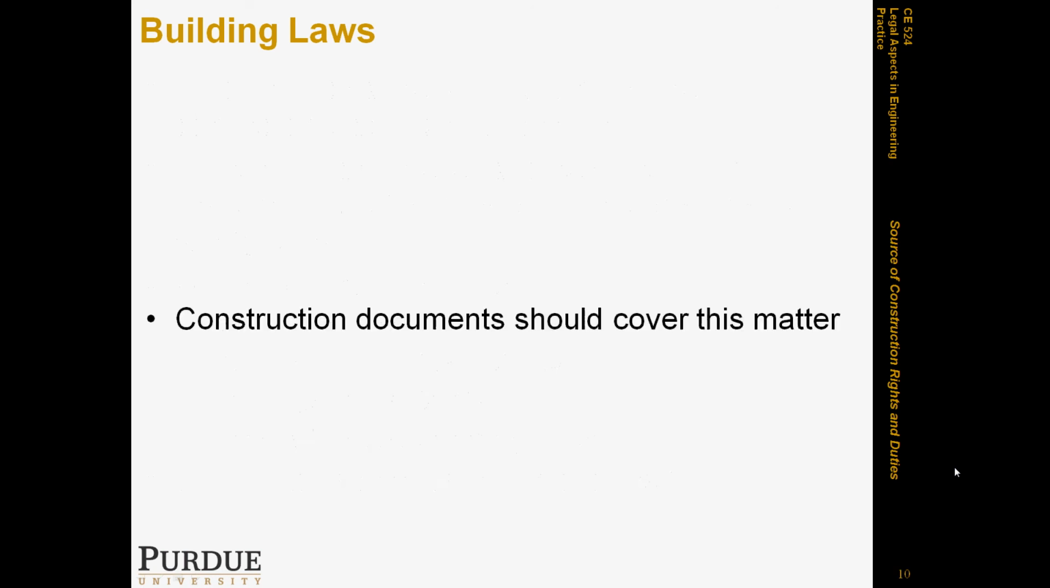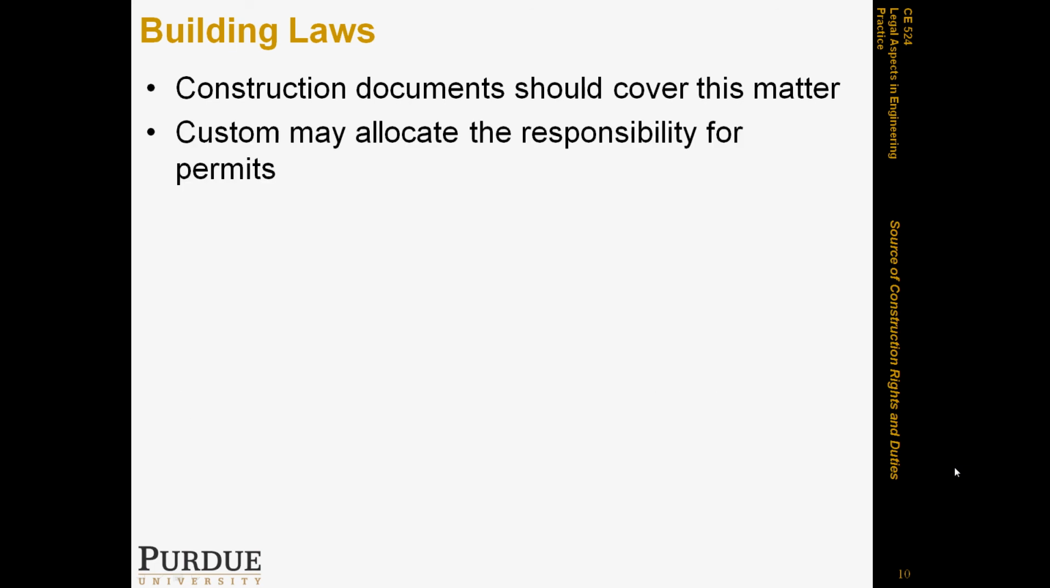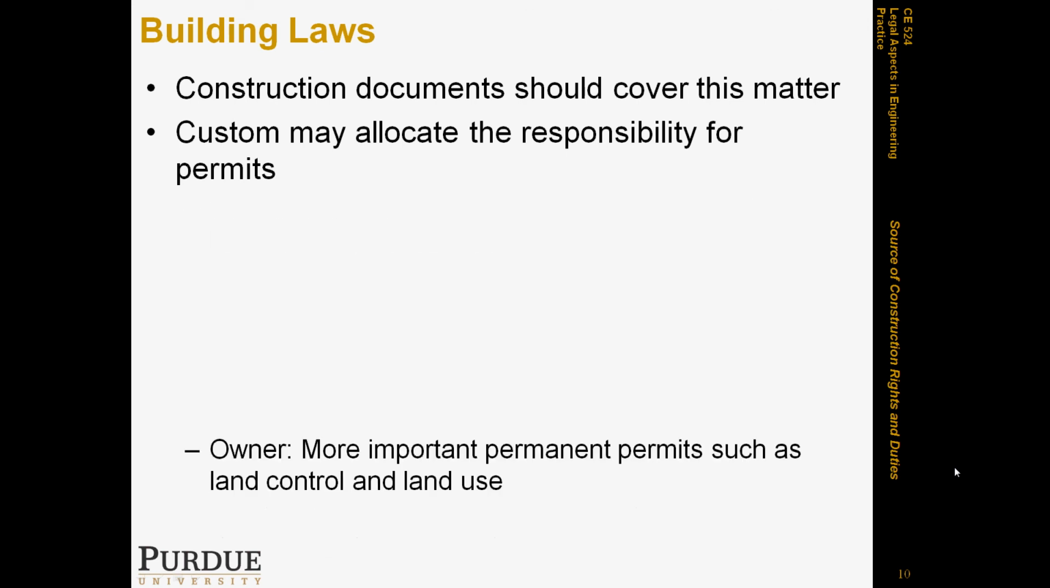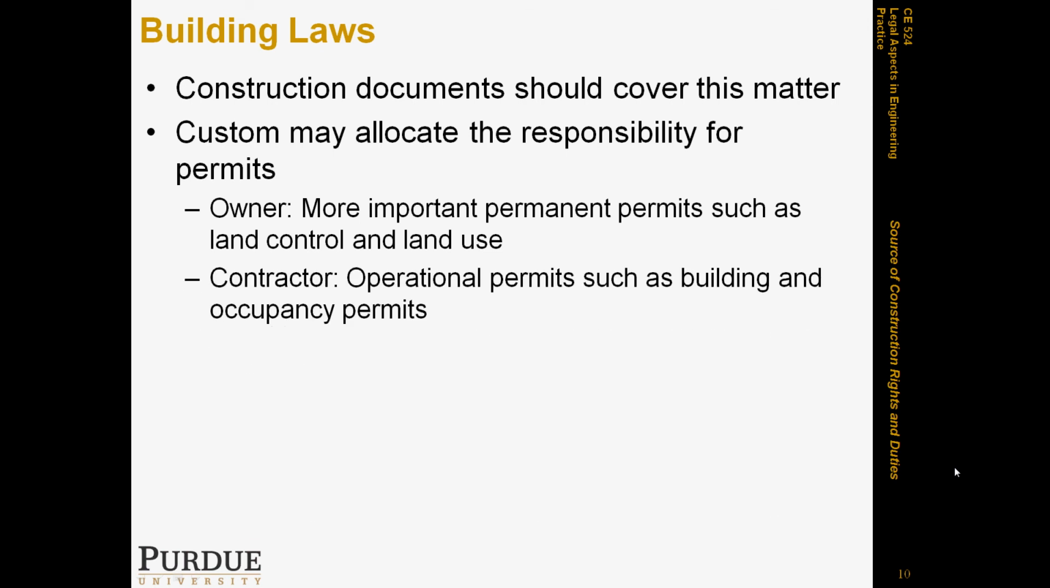As I mentioned, the construction documents usually will cover the matter and say it clearly. Customs may allocate responsibility for permits as follows: the owner would get the permanent permits, and the contractor would be required to do the operational permits, such as getting an occupancy permit from the local municipality or building authority.